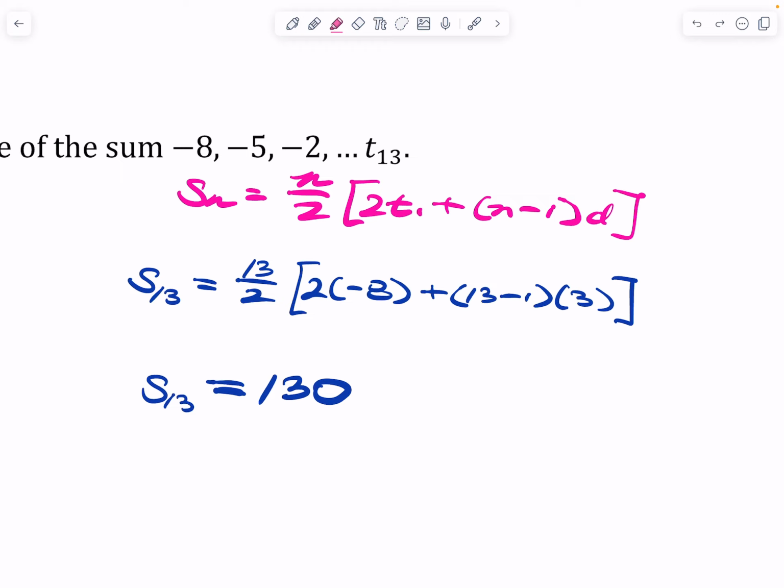I know for at least one of my classes, when I typed things into my calculator, I decided I'd be clever and shortcut things, and I typed this in as negative 16, because 2 times negative 8 is negative 16, and I typed this in as 14, which was an error, because 13 minus 1 is not 14, it's 12. So that's been corrected. This value should be 130.